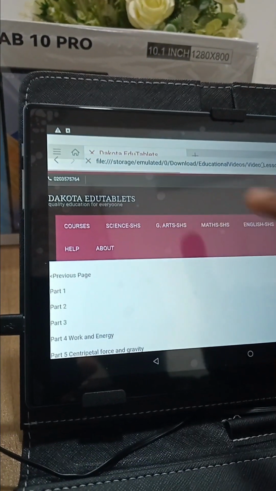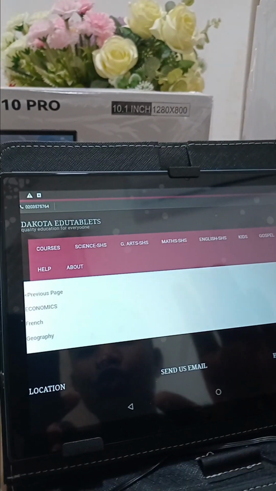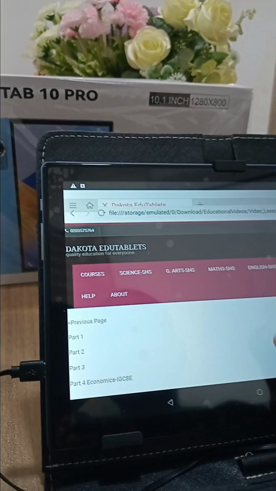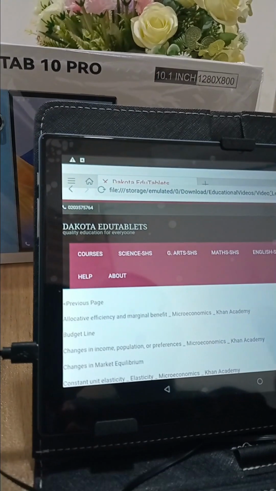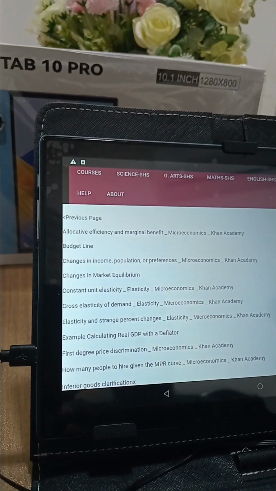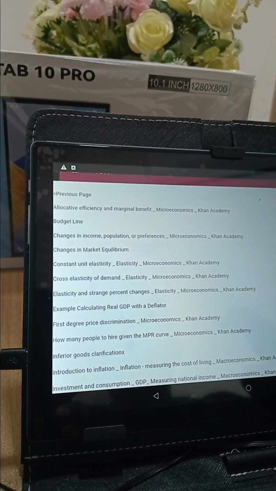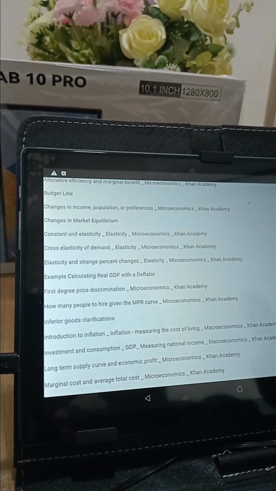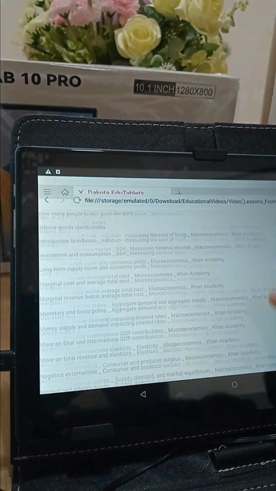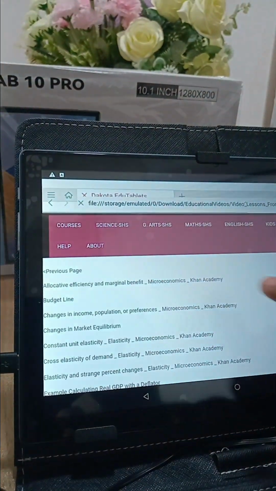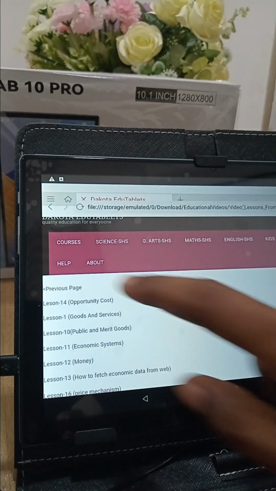Let's go to the general arts. In general arts, we have economics, French, and geography. Let's move to the economics part. We have it in 4 parts, part 1 to part 4. Let's go to part 1. Here we have microeconomics, constant unit elasticity, cross elasticity of demand, inferior goods, clarification, money supply. You have all of this, up to part 4.